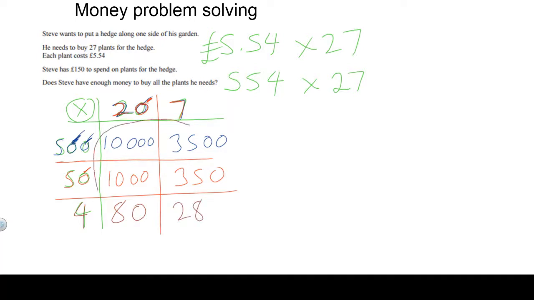Now you need to add all this up carefully. Don't forget to put the decimal point back in at the end. Now what you've got to do, this has to be neat. You've got to line up all the digits properly. If it's not neat, your digits are not going to line up properly. Your answer is going to go wrong.